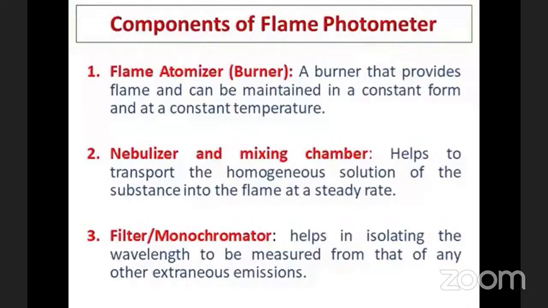The two types of monochromators usually used in flame photometry are quartz or glass prism and diffraction gratings. A diffraction grating produces greater dispersion as compared to a prism.